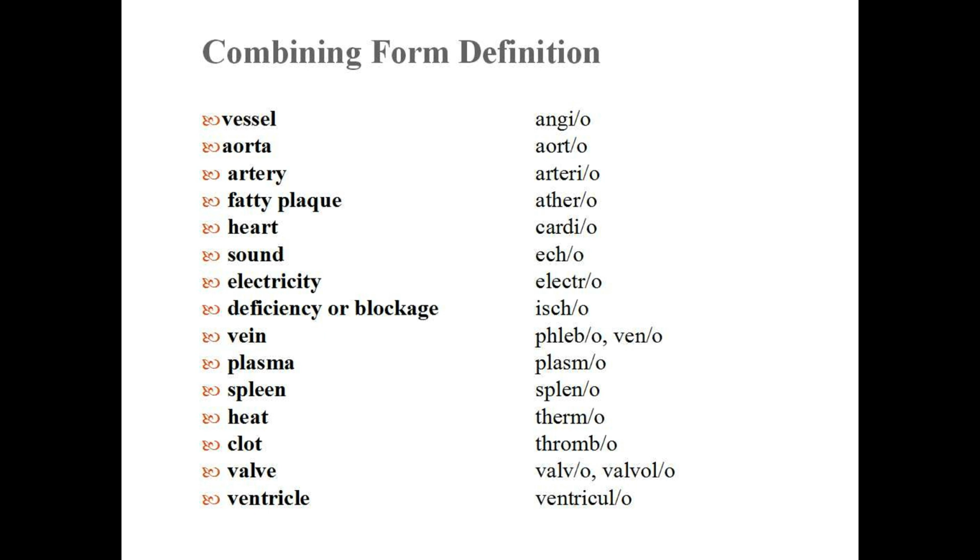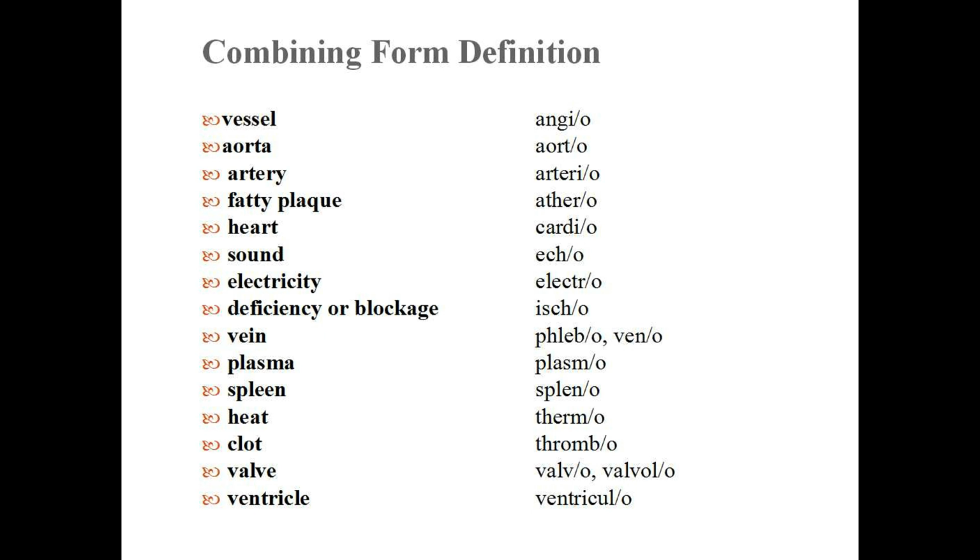For vein, we have phlebi or veno. For plasma, we have plasmo. For the spleen organ, we have spleno. For heat, we have thermo. For a clot, we have thrombo.